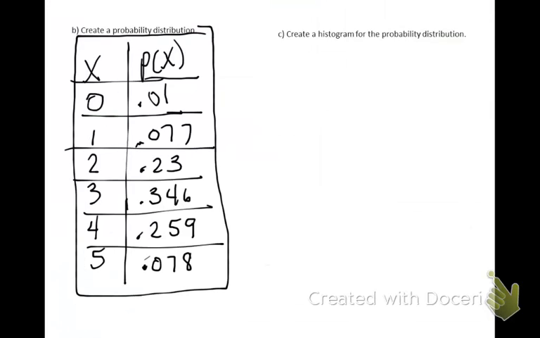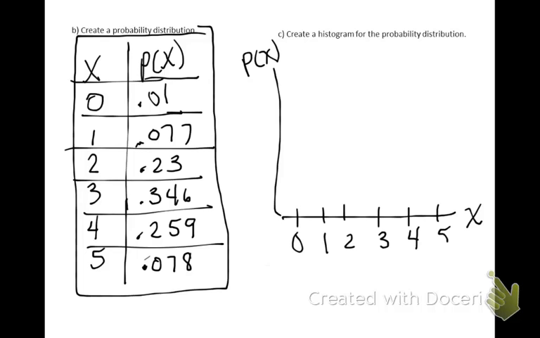I've copied the values that we got from the calculator onto this page. Let's use this to create a histogram for the probability distribution. We'll put our outcomes on the horizontal axis and our probabilities on the vertical axis. Our outcomes are 0 through 5. Looking at our probabilities, the highest probability seems to be 0.3. So we'll run on a scale of 0.1s.